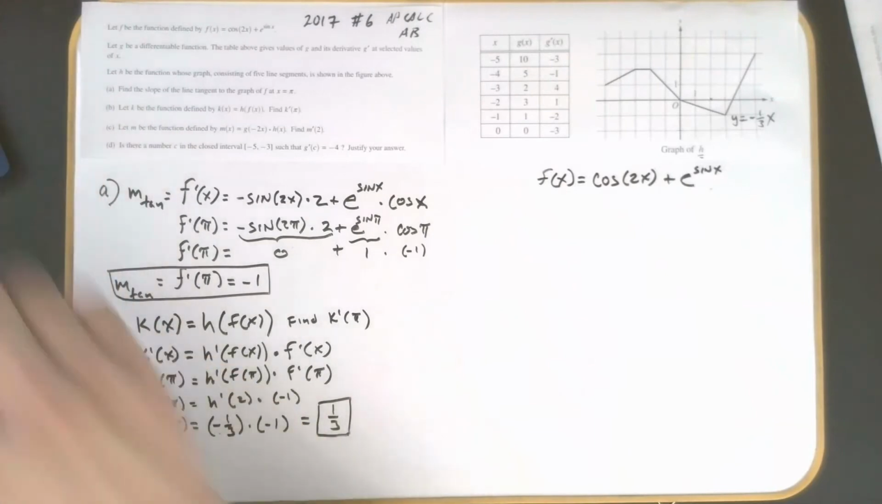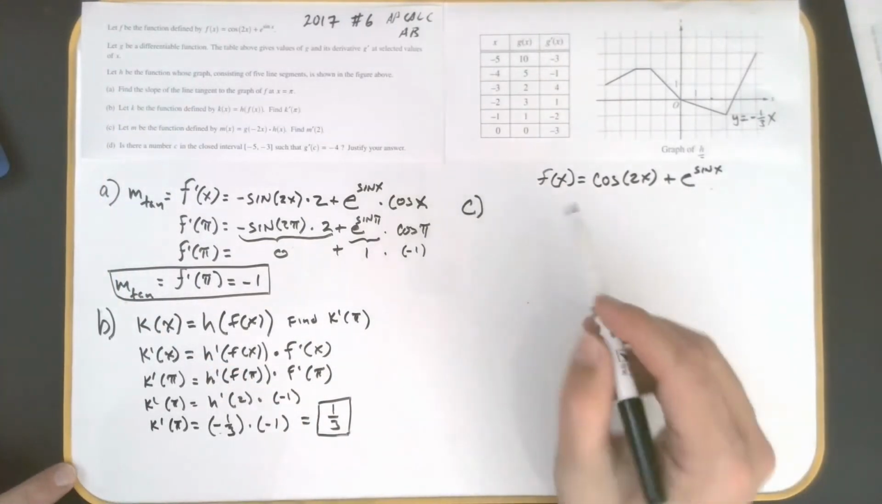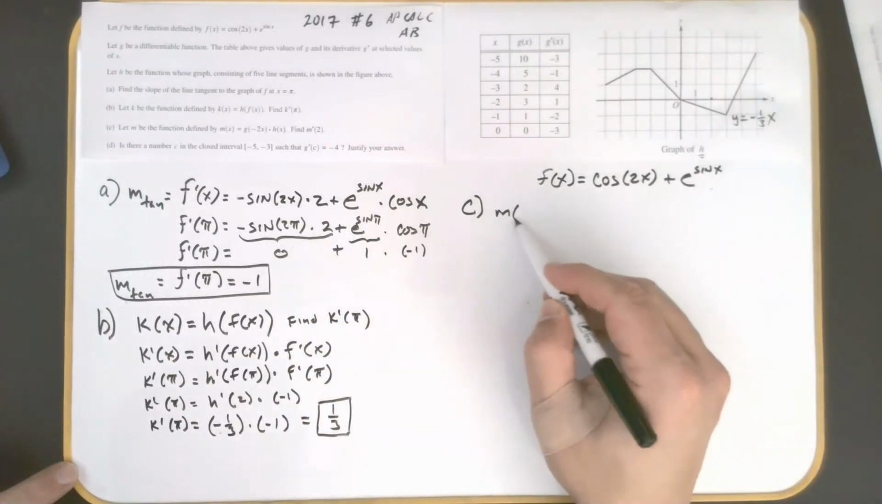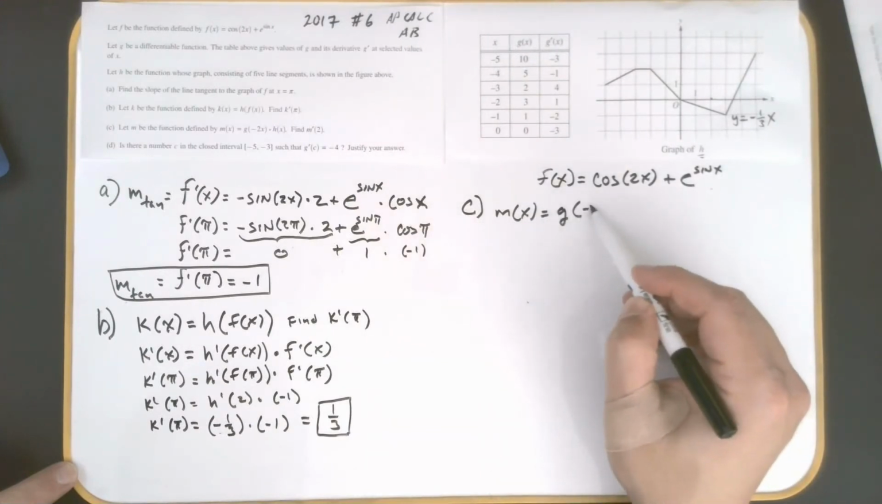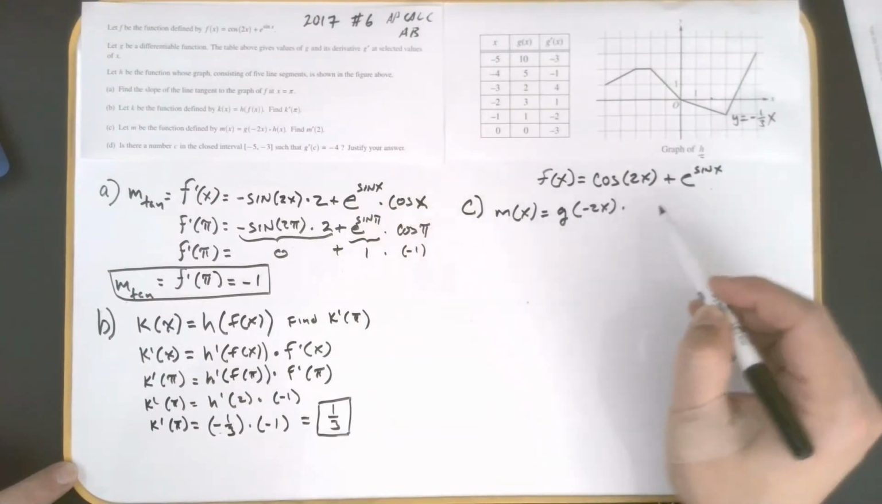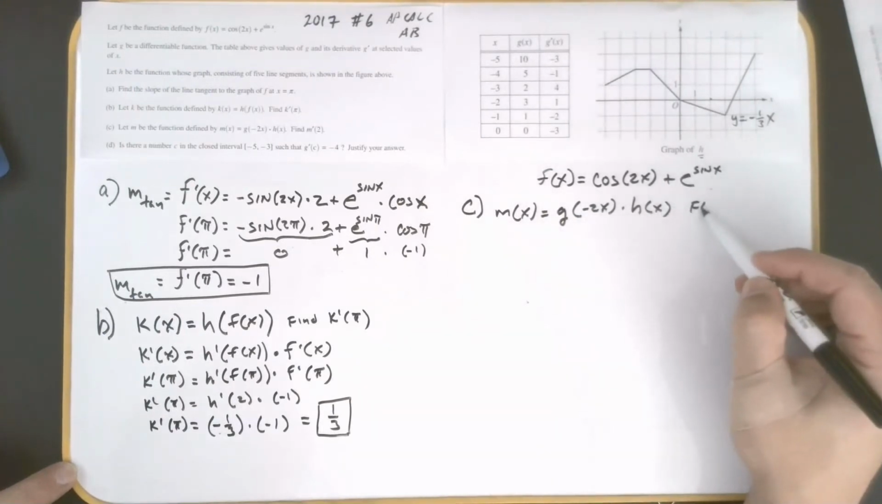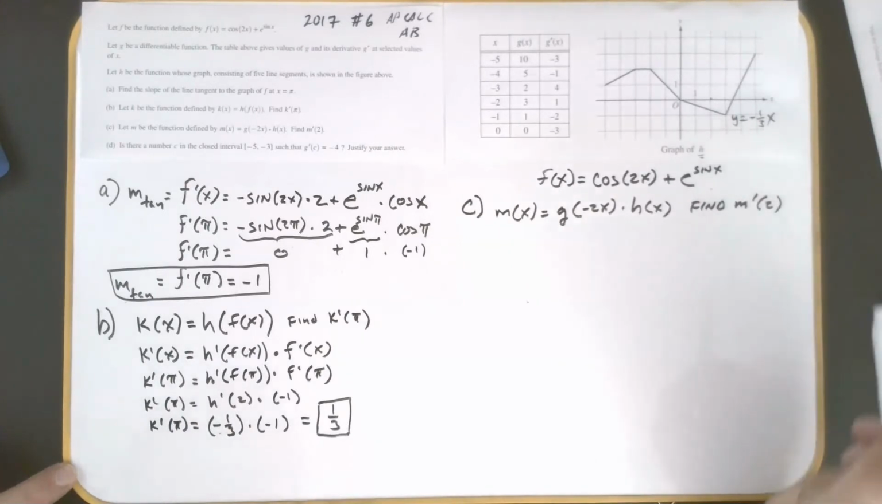And I'm going to leave the actual function written up there. And so for part C, this says, now m is the new function, so here's the new information we're given. M of x is equal to g of negative 2x times h of x. And the question says they want us to find m prime of 2.